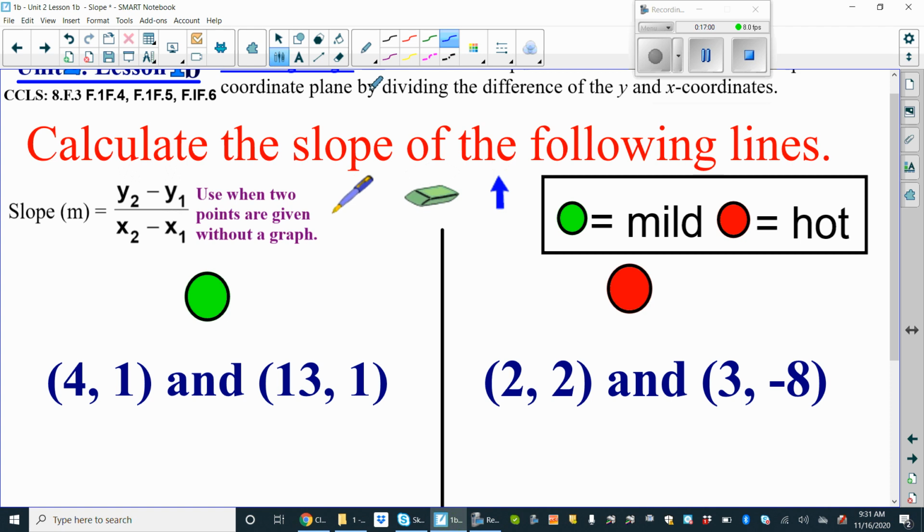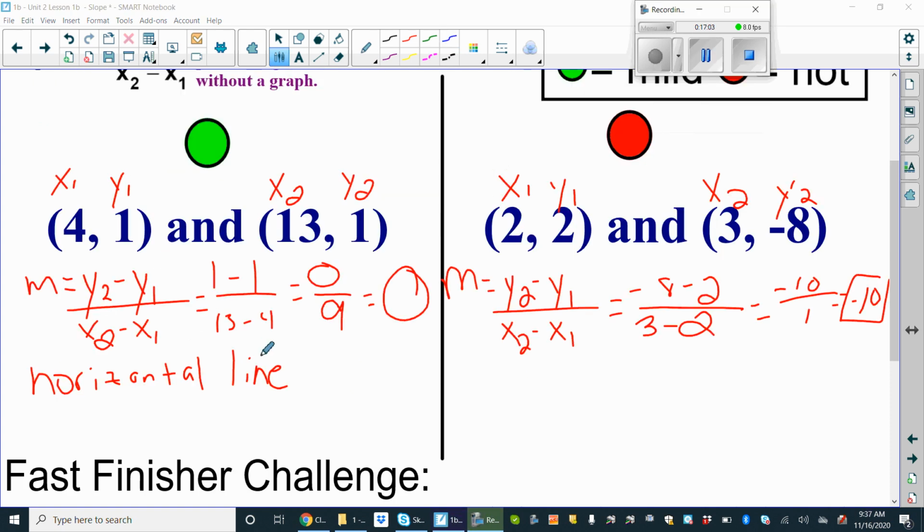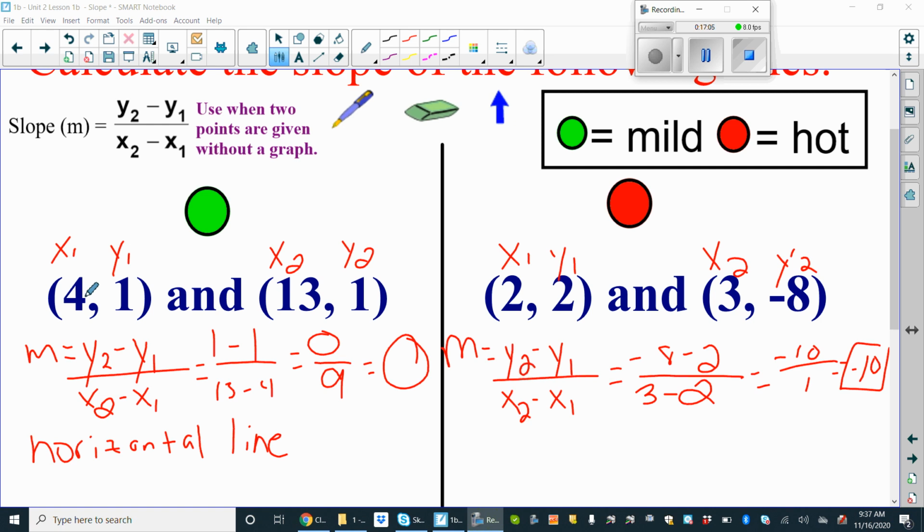Okay, go ahead and try these on your own. All right, so let's check your work. We have 4, 1, we have to label x1, y1, and for 13, 1, we have x2 and y2. We have our formula, m equals y2 minus y1 over x2 minus x1. When you substitute it in, you should have had 1 minus 1 over 13 minus 4. When you are simplifying this, 1 minus 1 is 0, and 13 minus 4 is 9.